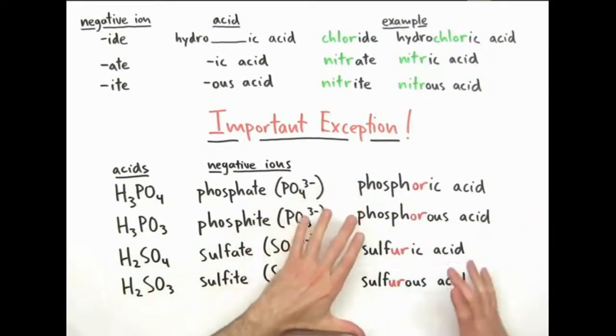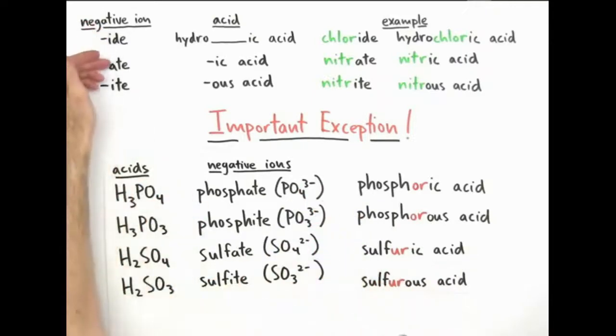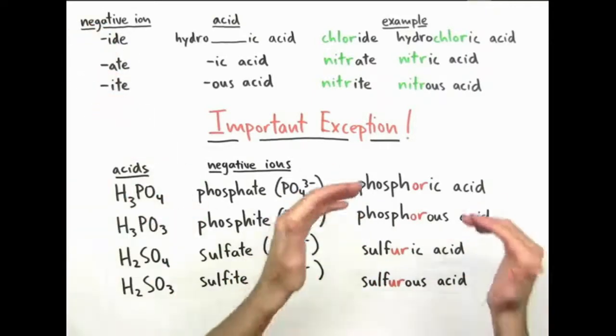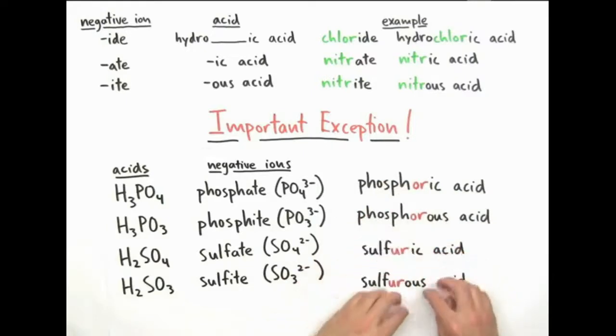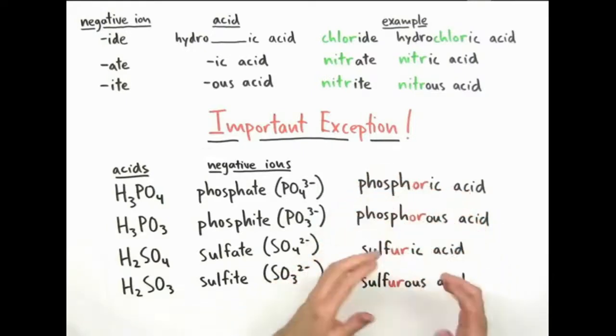These are the only acids that have names that are a little bit different from the ones that the rules would suggest. Just learn these. They still end in the right ending. It's just this little bit that we've got to add in between the ending and the end of the element name.